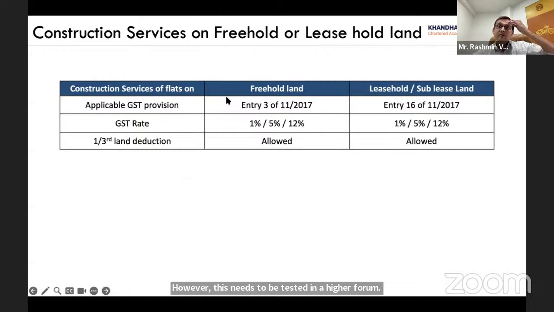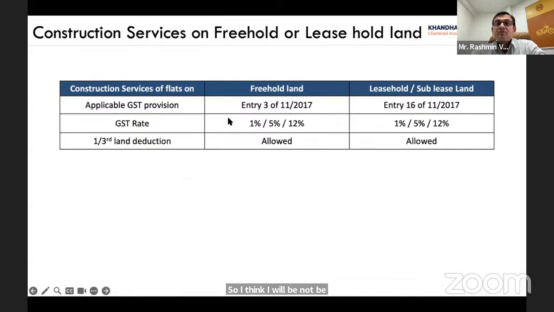RCM is applicable on the rent paid to the old flat owners in case of redevelopment. I understand that RCM is actually not payable in this particular scenario, because the rent that is paid to the old flat owners is part of your development cost, and on development costs, you are already paying GST. So I think RCM will not be payable on that particular thing.